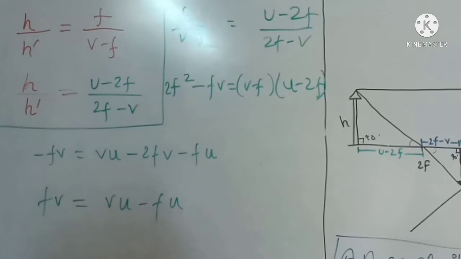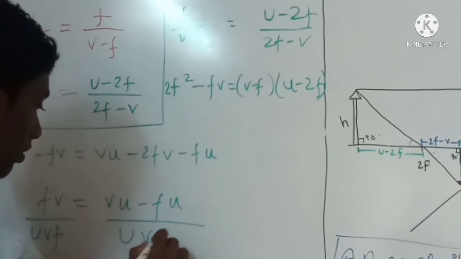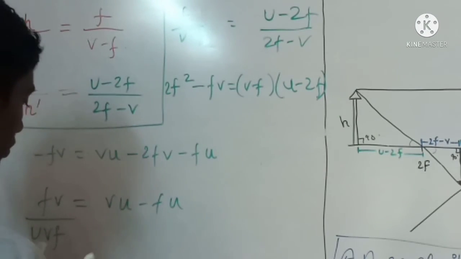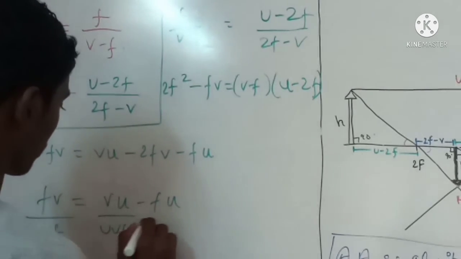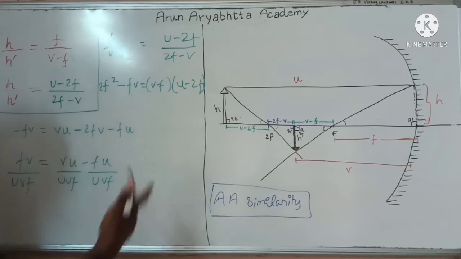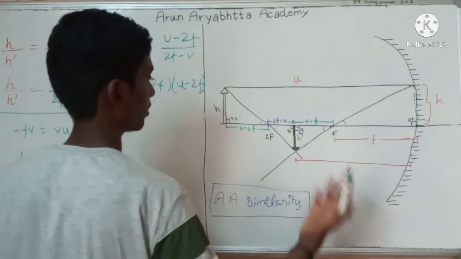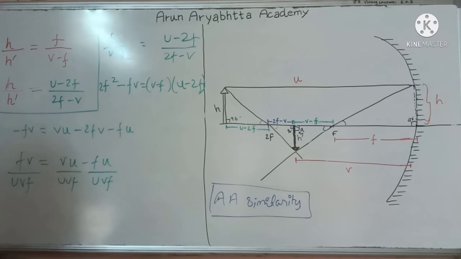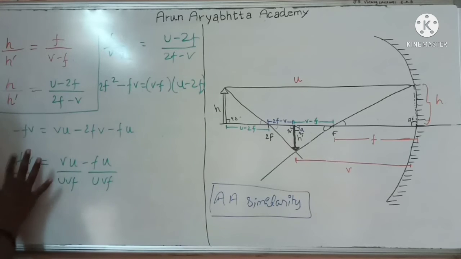From this, let's divide the whole thing by uvf. Why am I doing this? Because we want one equation connecting the image distance, object distance, and the focal length. There are many focal lengths and image distances, so we can't connect them otherwise. We want a unique equation for all those quantities. So when I divide this, I get fv cancelled.